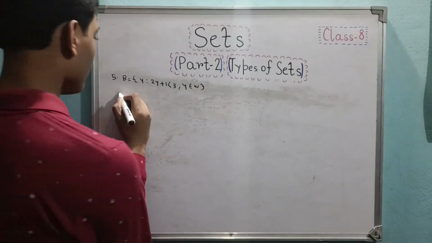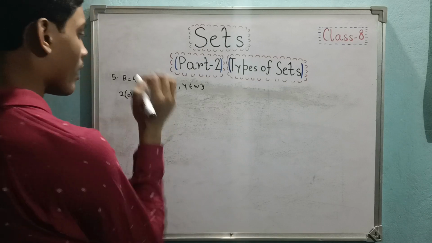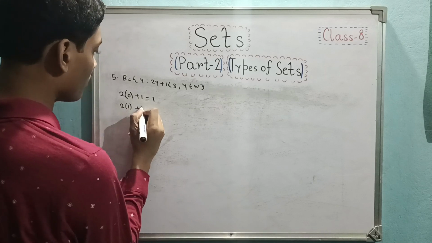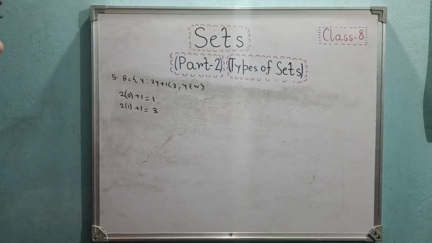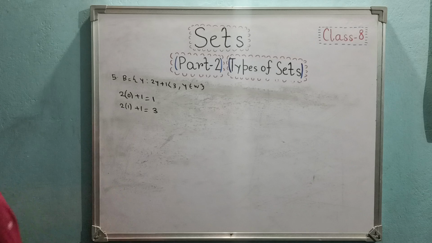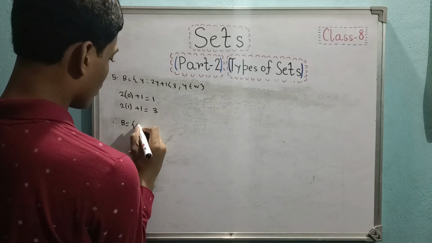0. Let's try. 2 into 0 plus 1 equals 1, which is less than 3. Now if I put 2 into 1 plus 1, that is equal to 3, which is not less than 3 but equal to 3. We have not been given less than or equal to. And like this, 2, 3, everything will be greater than 3. That is not possible. So which is the only whole number that supports this equation? 0. So I can write B equal to {0}.